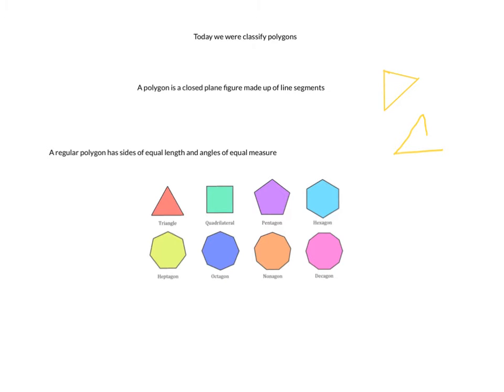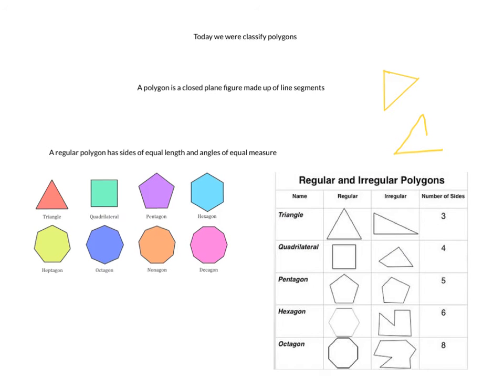What is a regular polygon? A regular polygon has sides of equal length and angles of equal measure. So all the sides are the same length, all the angles are the same as well. These are all examples of regular polygons. Each one has sides of equal length and the angles are the same as well. So we identify polygons as being regular or irregular.